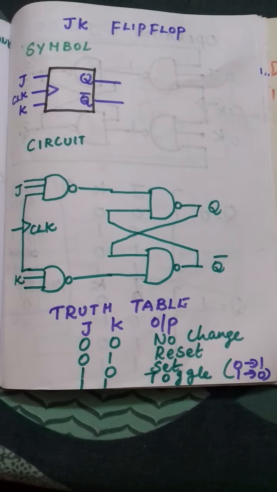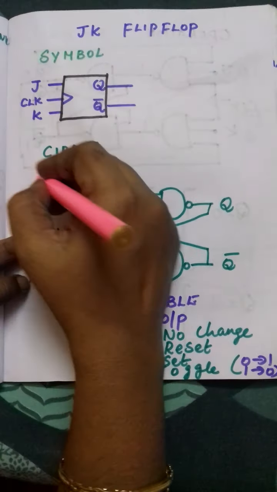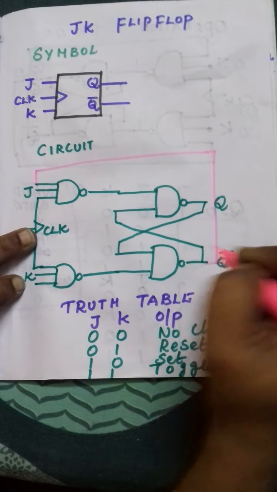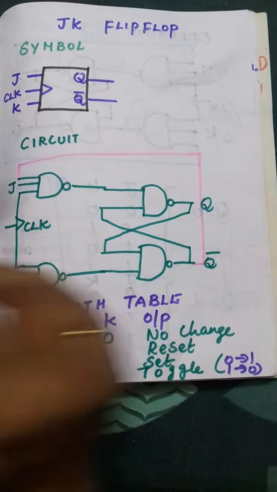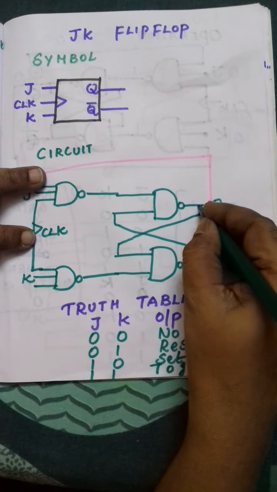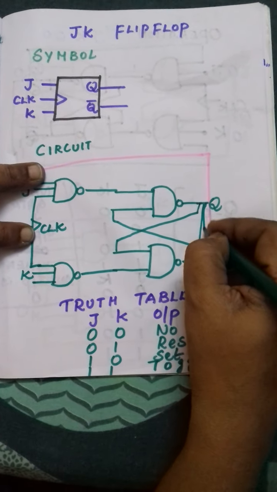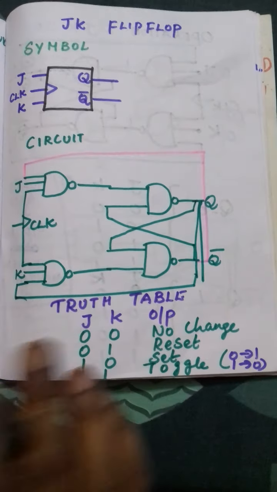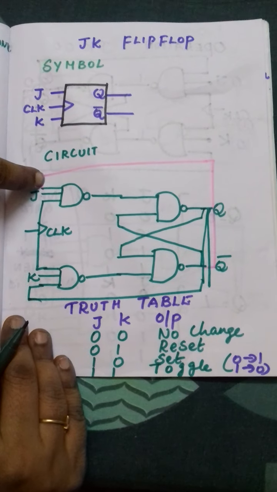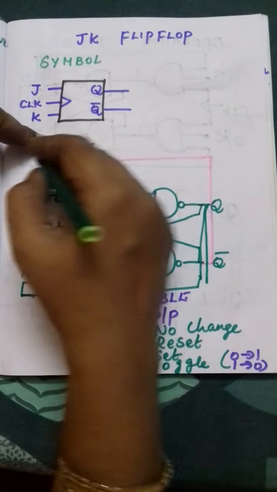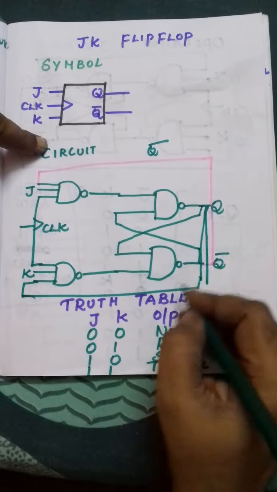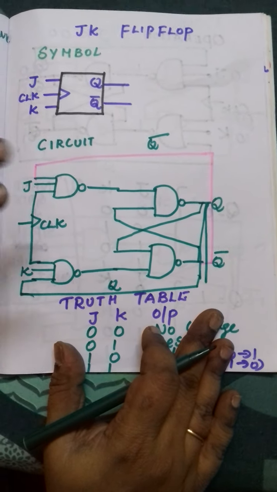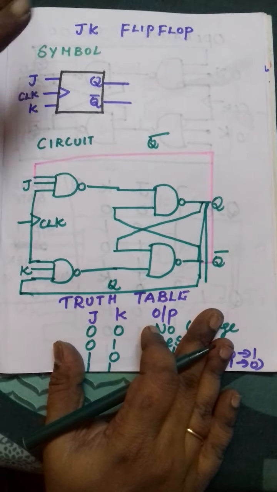So what is the difference, you may ask? The difference is, just connect your Q bar to J, the nearby input, and connect your Q to K. That is the difference. The only difference is you have an extra input to this NAND gate, Q bar, which is connected to J, and Q is connected to K. Otherwise it resembles more or less that of your SR. So this is the only difference between your JK and SR.